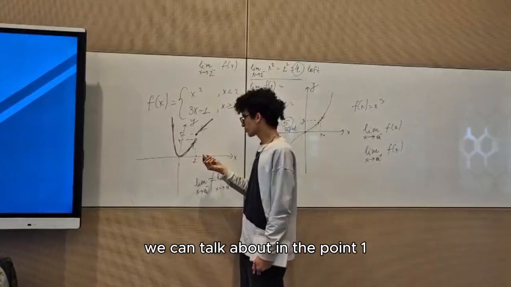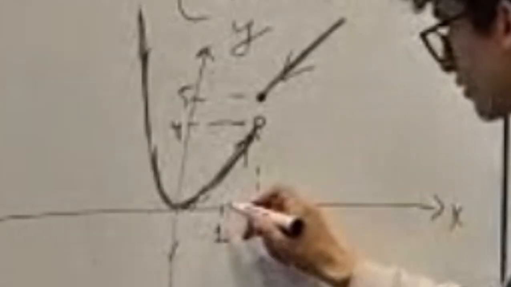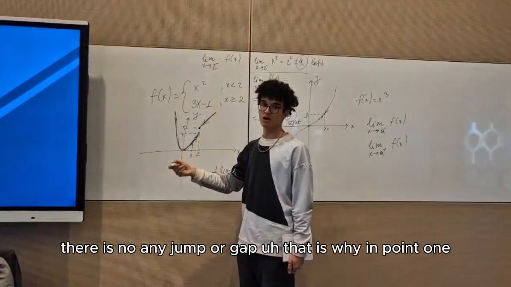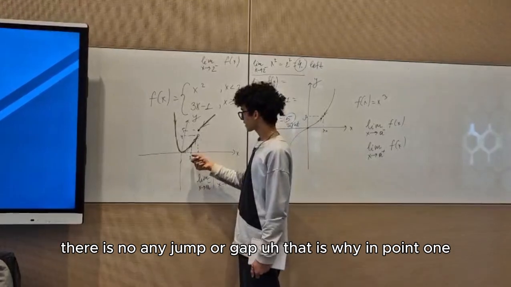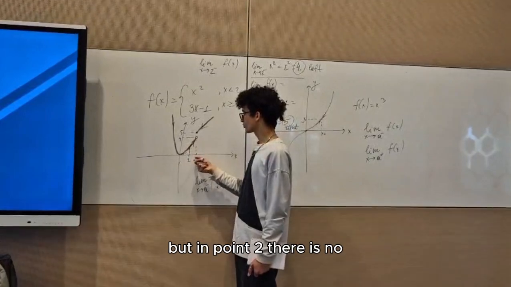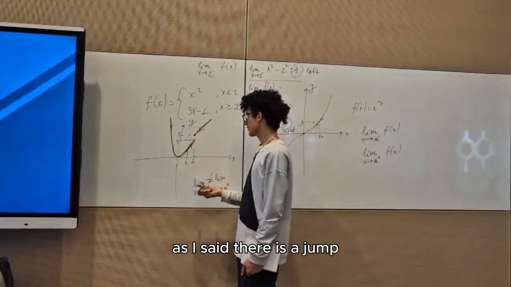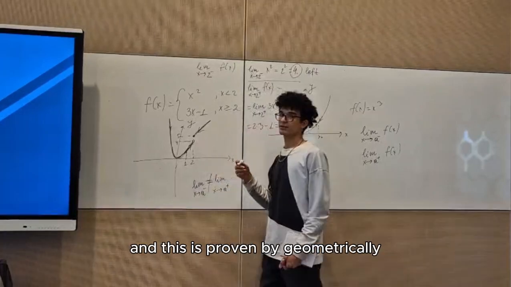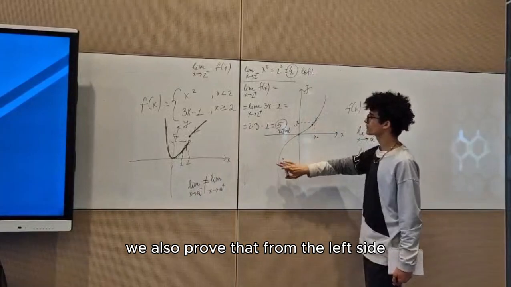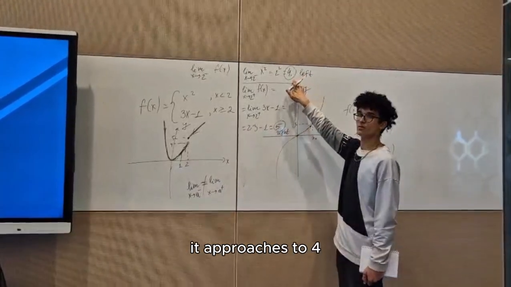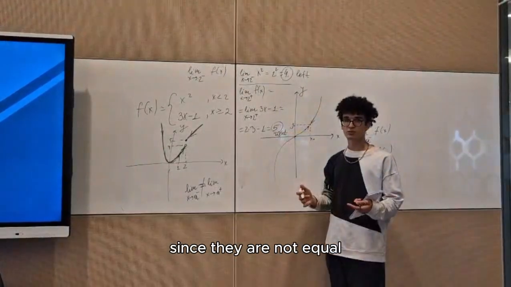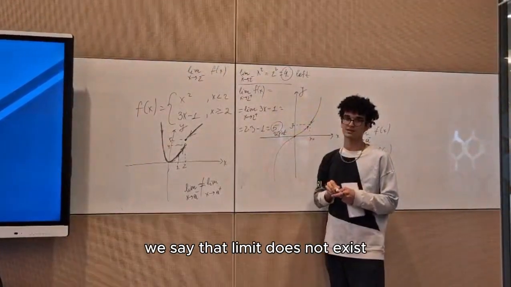For example, we can talk about it at point 1. As you can see at point 1, there is continuity. There is no jump or gap. That is why at point 1 we talk about a limit, because the limit exists. But at point 2, as I said, there is a jump, and this is proven geometrically, but algebraically we also prove that from the left side it approaches 4, from the right side it approaches 5. Since they are not equal, we say that the limit does not exist.